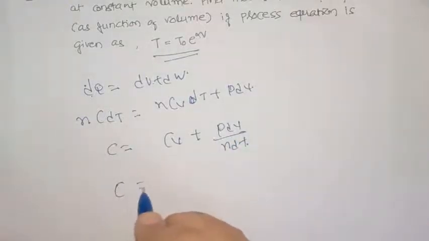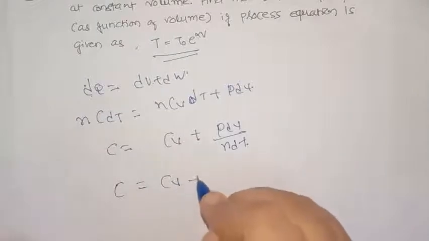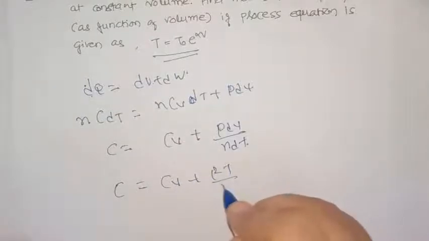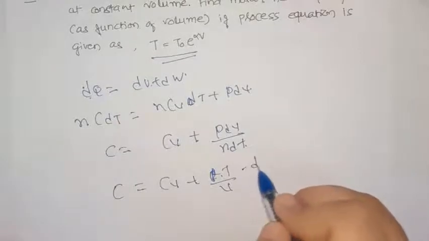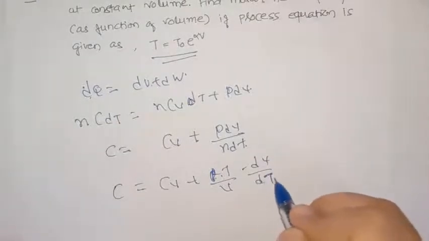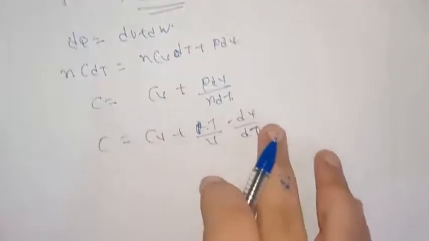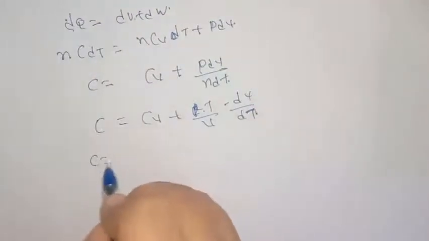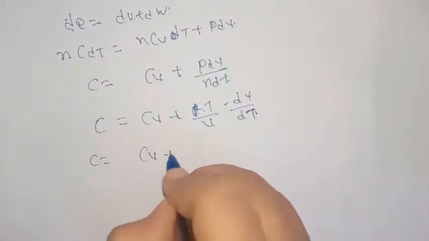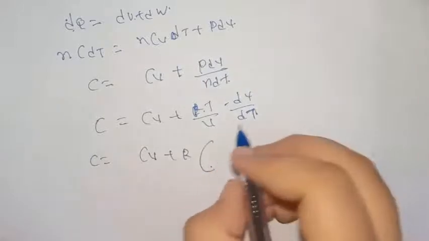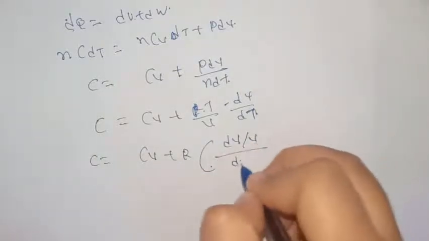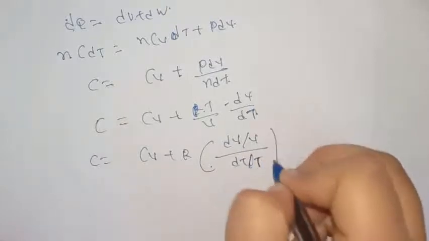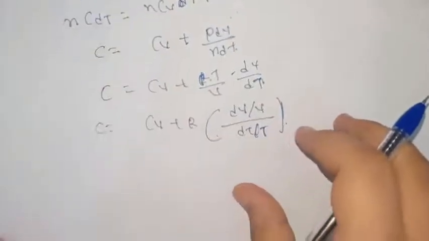So C will be CV plus RT upon V. P can be written as RT upon V into dV by dT. So C will be CV plus R, we can write dV by V divided by dT by T. We have just rearranged the terms.